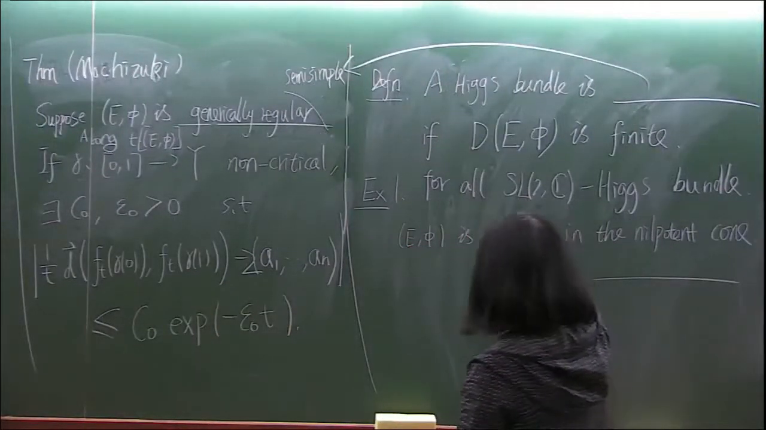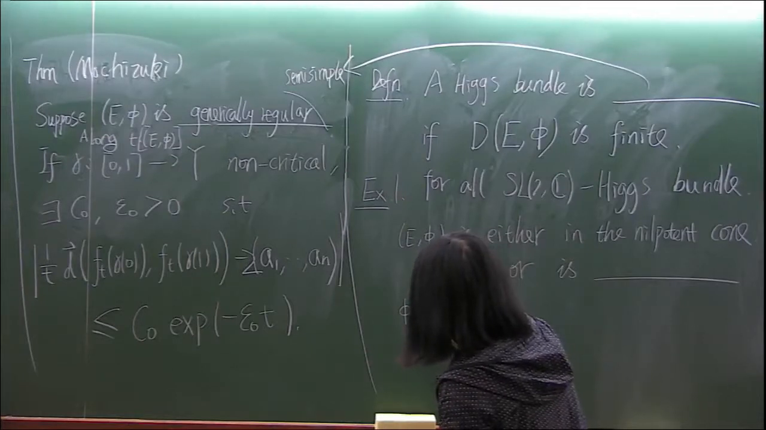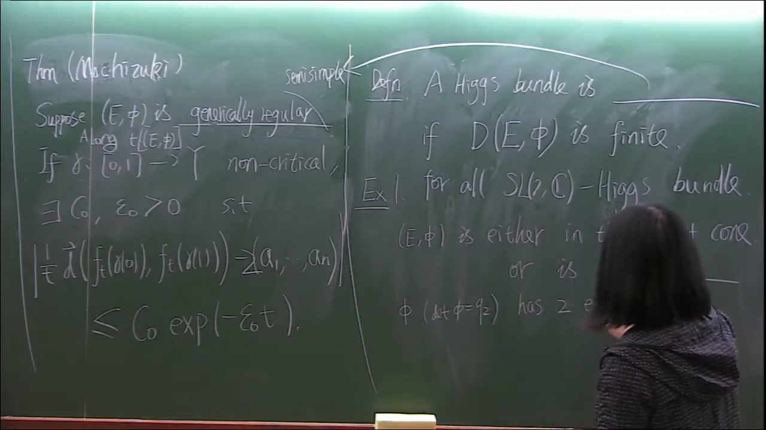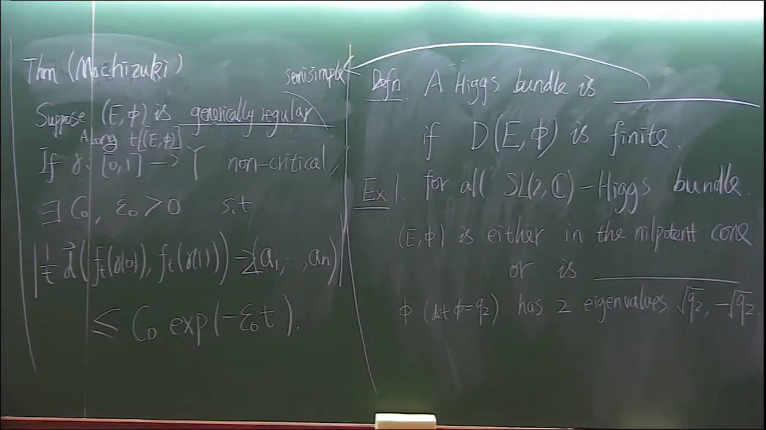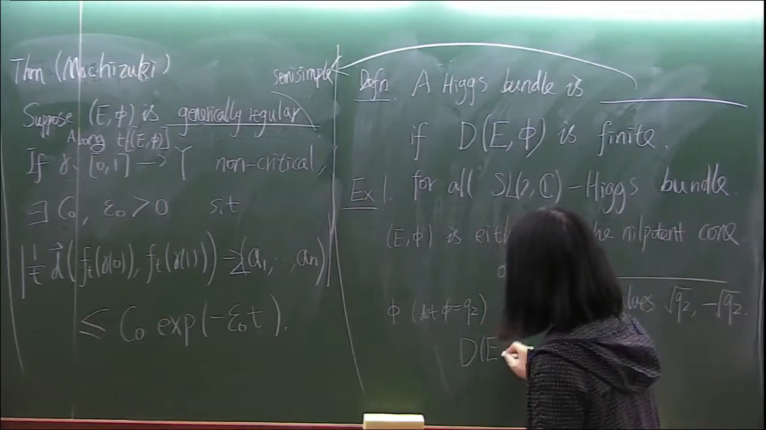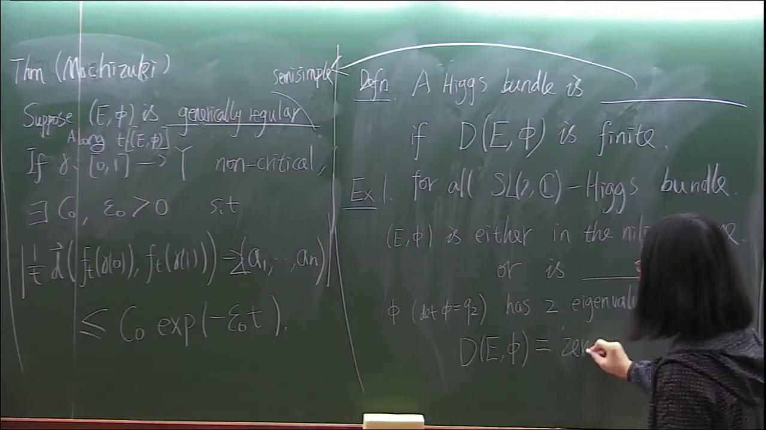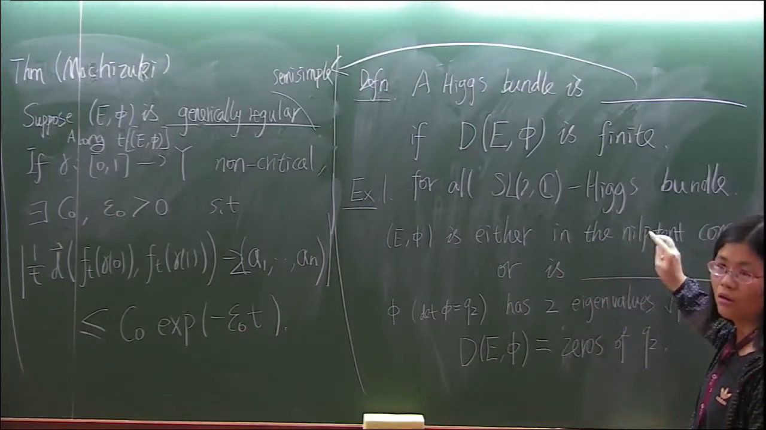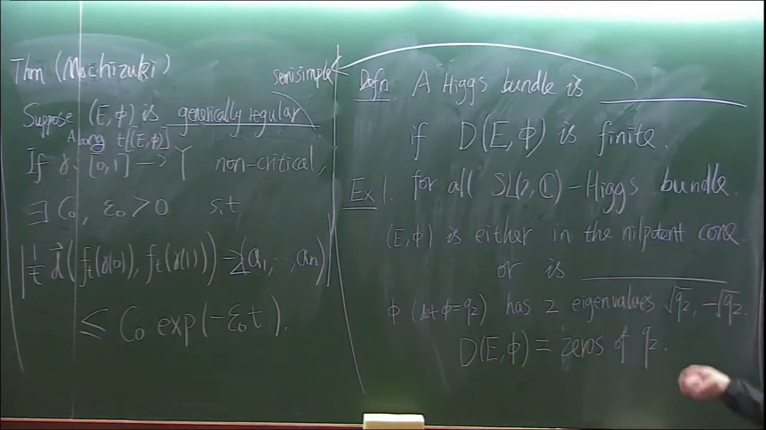But why is this true? This is because for the Higgs field phi, if we say its determinant is Q2, then it always has two eigenvalues, square root of Q2 and minus square root of Q2. So this bad set is just the zeros of Q2. So either Q2 vanishes, in that case, it's in the nilpotent cone. Or if Q2 does not vanish, it always has finite zeros. So that means it's in this condition.